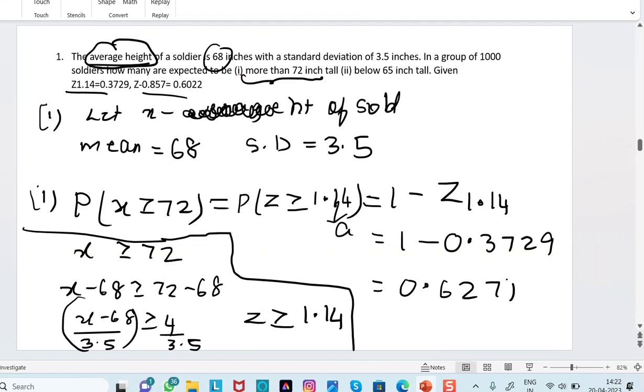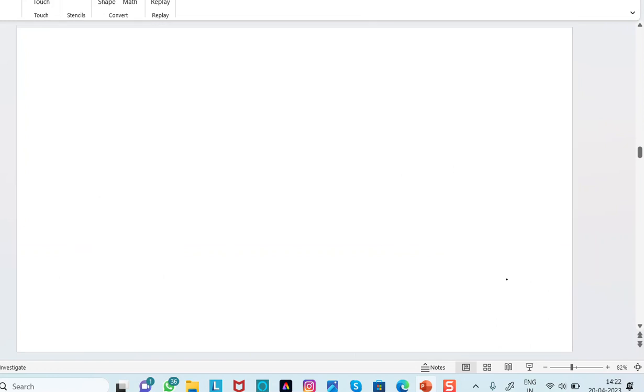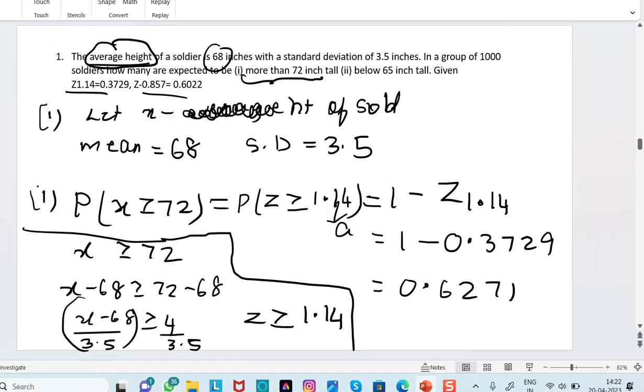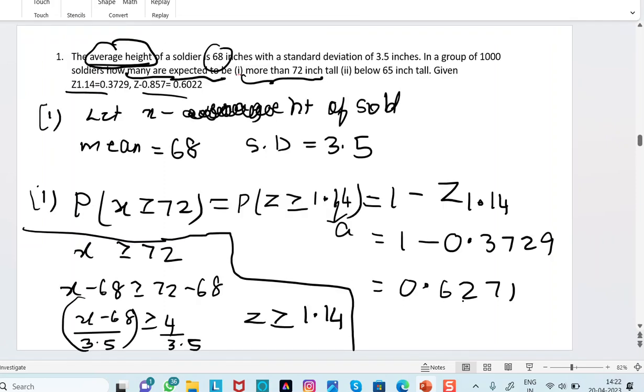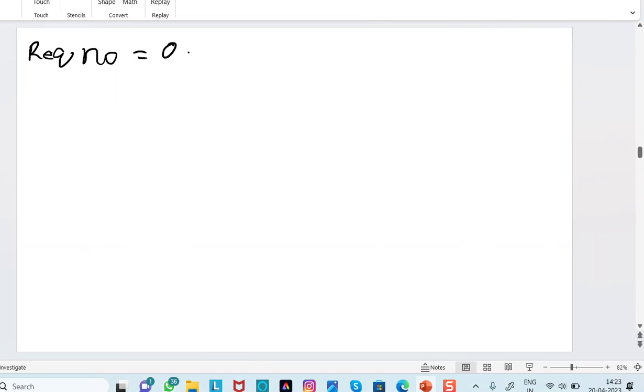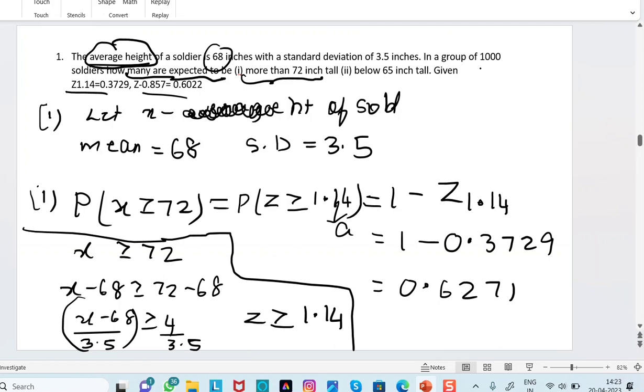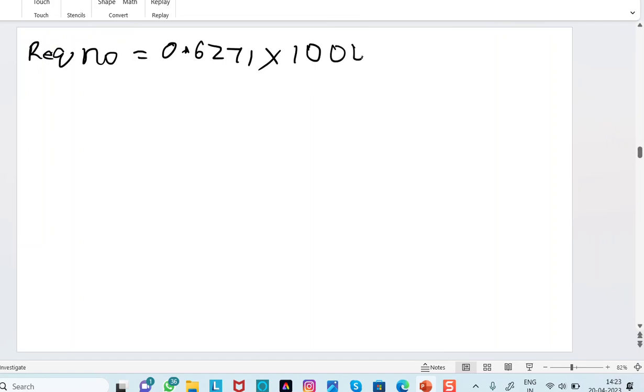We now perform the last step, that is to get the required number. In this case, if you observe, we ask how many are expected. So the required number in this case will be the probability, which is 0.6271, multiplied by the number given in the question, in a group of 1000 soldiers. So we multiply by 1000. We get the answer 627.1.